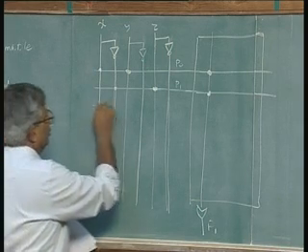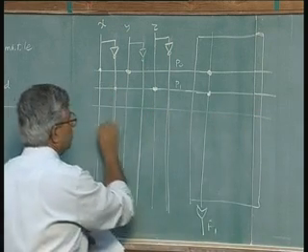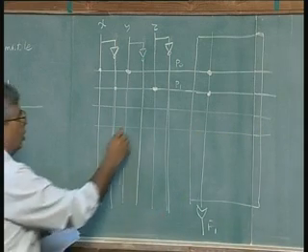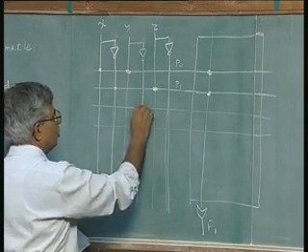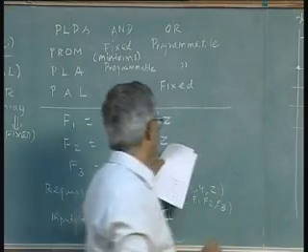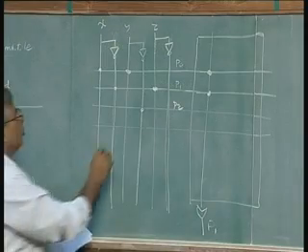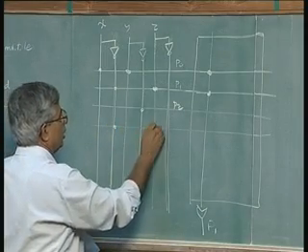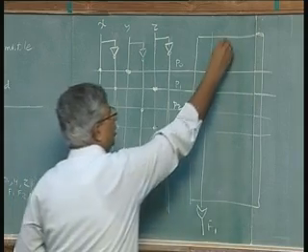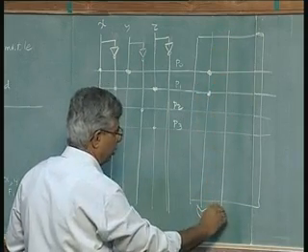Then I go for the second function. The second function is y bar z, which I call P2, and x bar z, which is P3. These two go as inputs to my second OR gate.